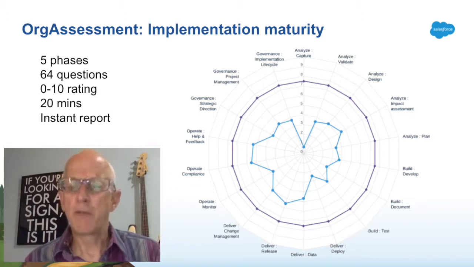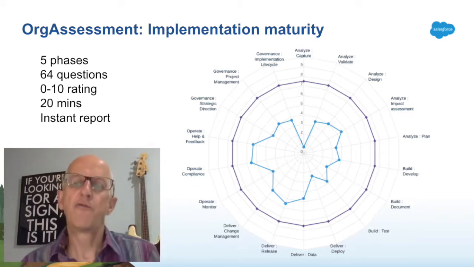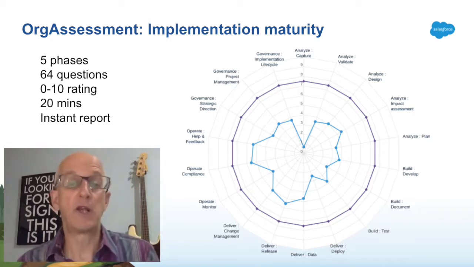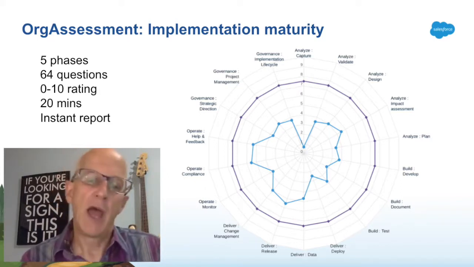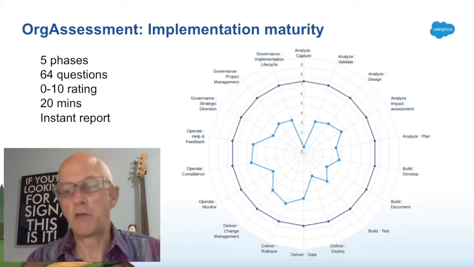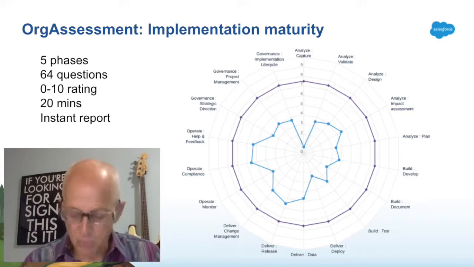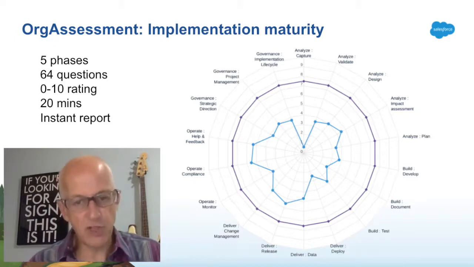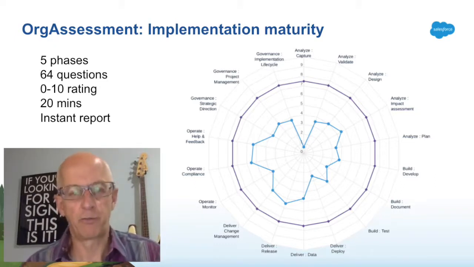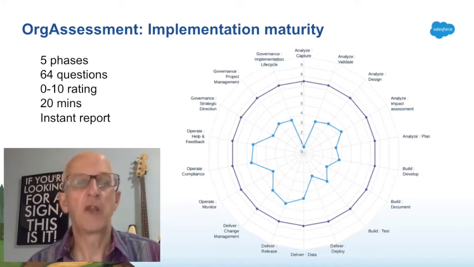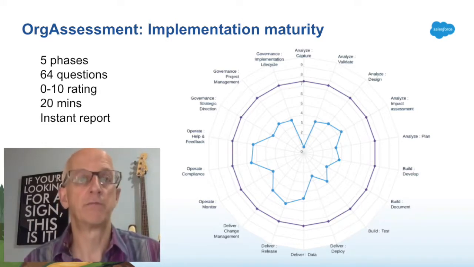The valuable thing about the spider chart is it's a very visual way of saying, okay, this is where we're really strong and we should be celebrating, and these are the areas where we're weak and we need investment. So if you're doing this every 3 months, every 6 months, you can see measurable progress. So let's have a look at the org assessment.